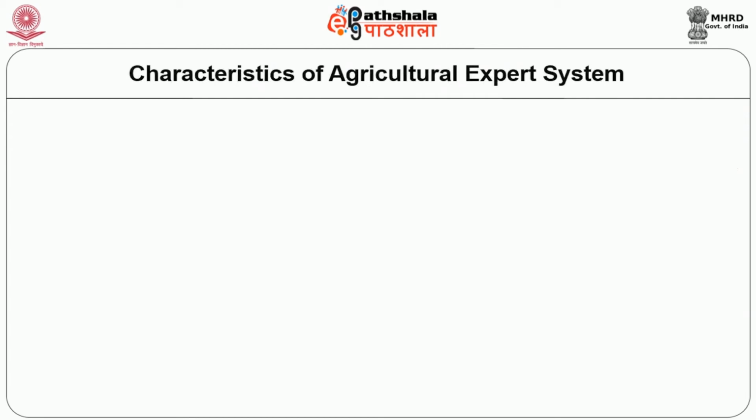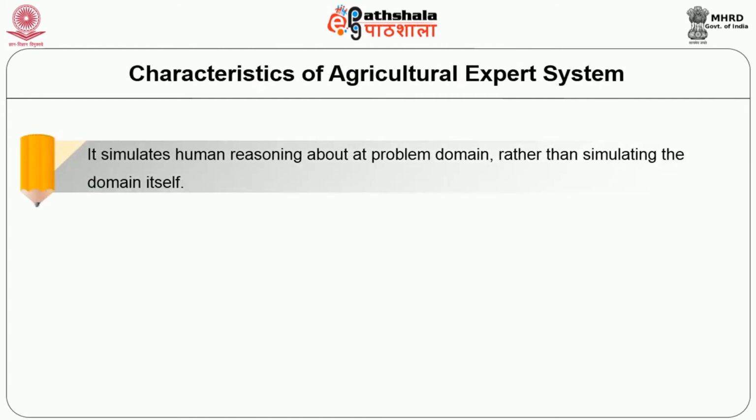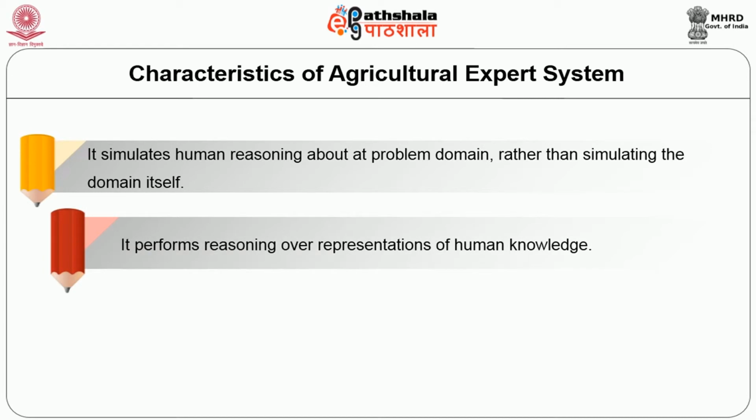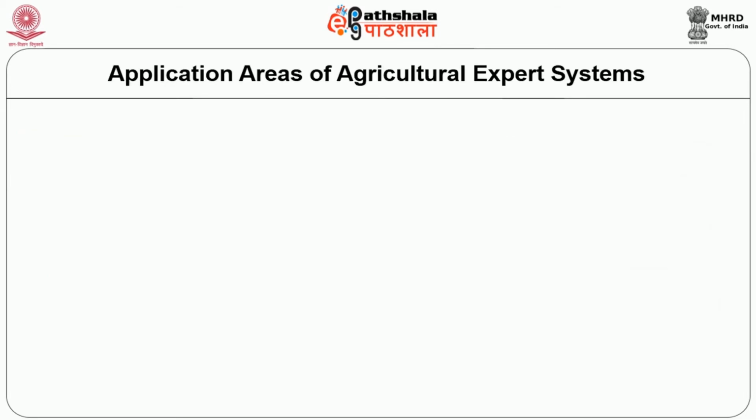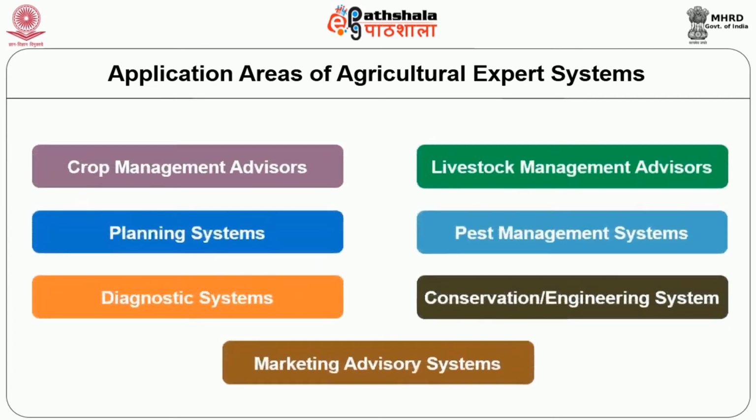Characteristics of an agricultural expert system. It simulates human reasoning about a problem domain rather than simulating the domain itself. It performs reasoning over representation of human knowledge. It solves problems by heuristic or approximate methods. Application areas of agriculture expert systems include crop management advisor, livestock management, planning system, pest management system, diagnostic system, conservation or engineering system, and marketing advisory system, etc.